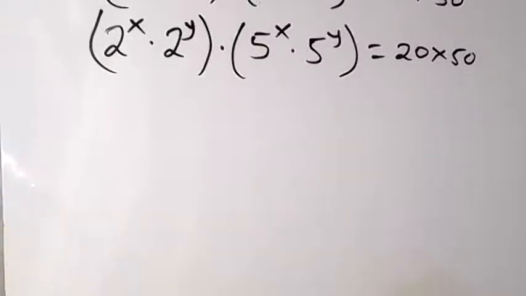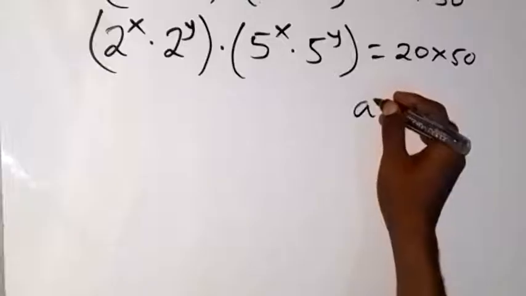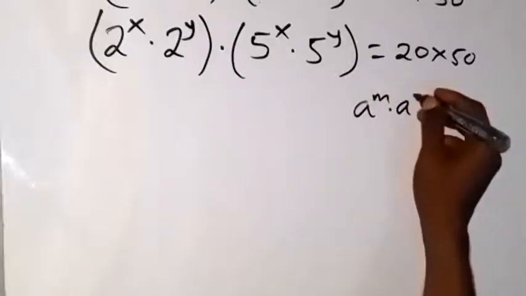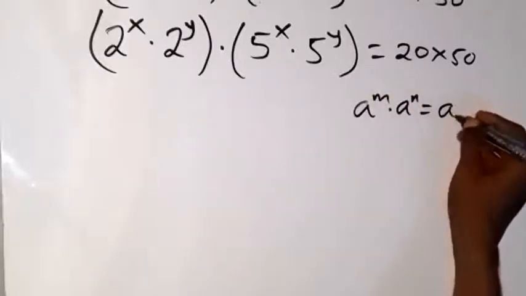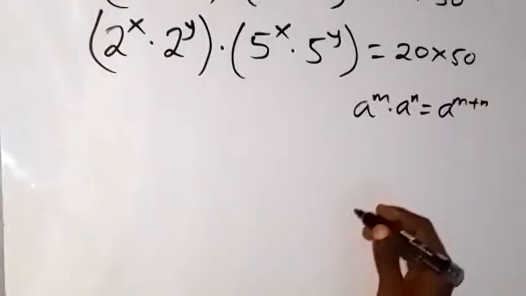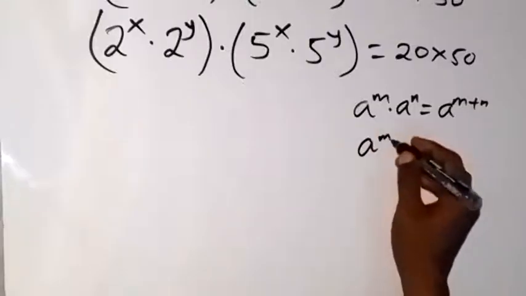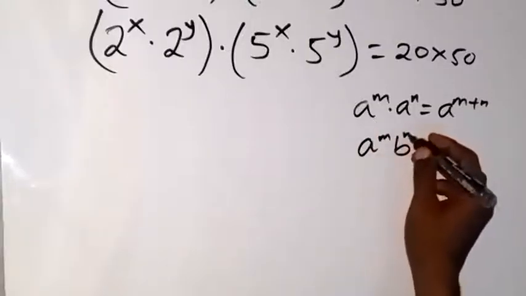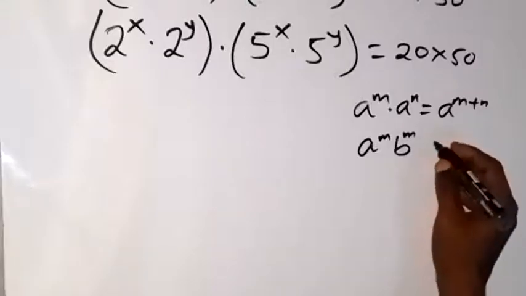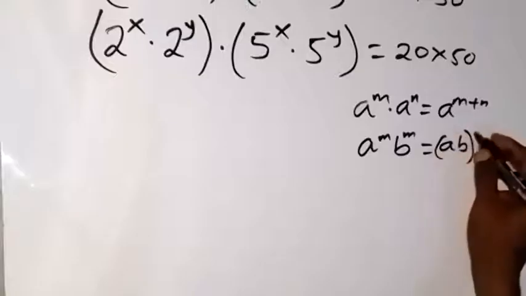indices. And from here, when we have a raised to power m multiplied by a raised to power n, this will give us a raised to power m plus n. And we are still going to be using this law, which is when we have a raised to power m, then b raised to power m, different base raised to the same power, we can write it as ab raised to power m.